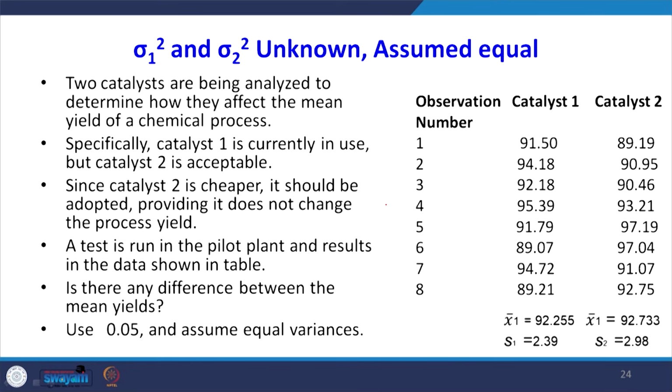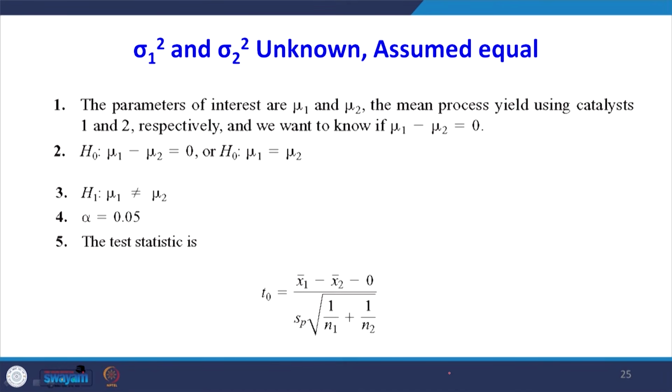Is there any difference between mean yields? Use alpha equal to 0.05 and assume equal variances. By looking at this problem, you see that the variances are given as equal, but nowhere is the population variance given. So, we should go for a two sample t test assuming equal variance.